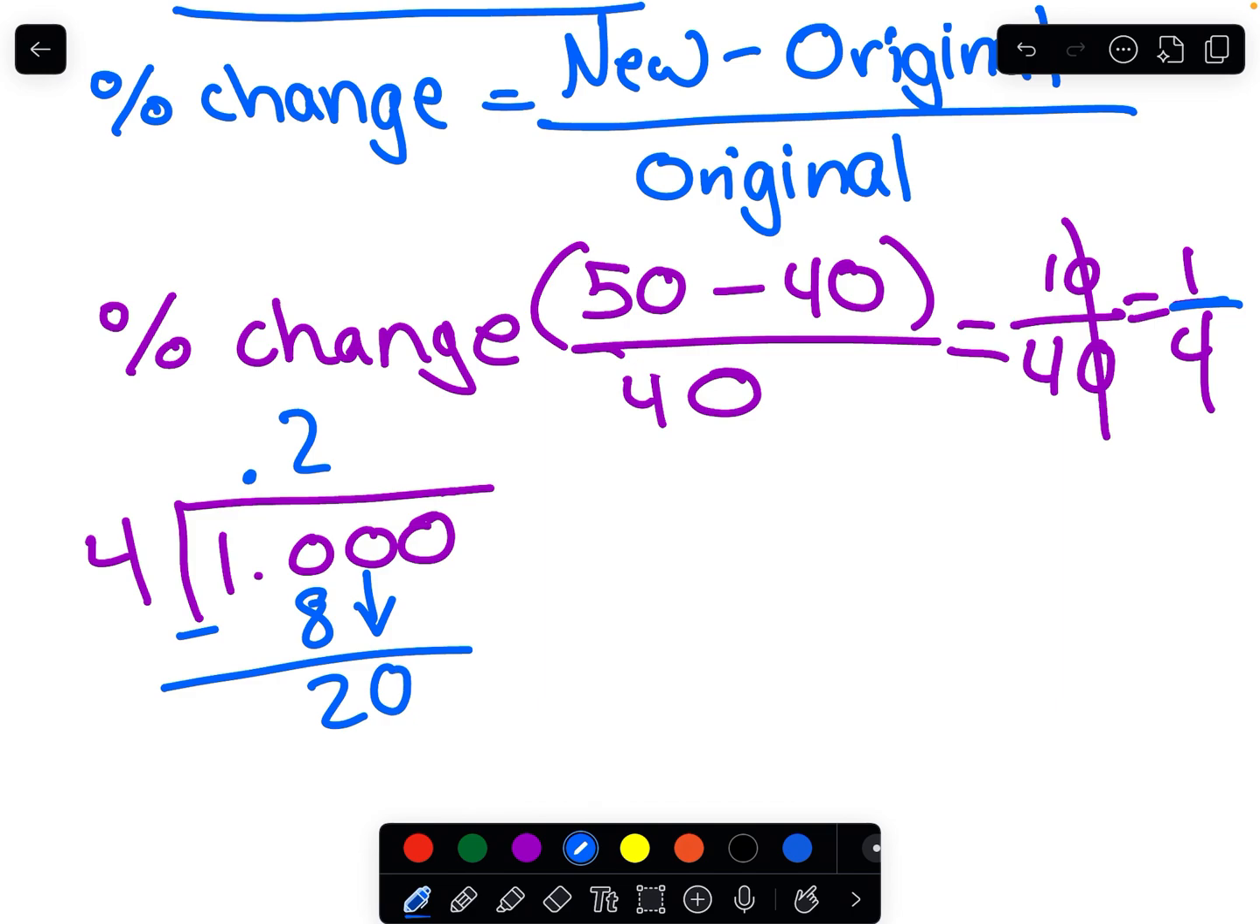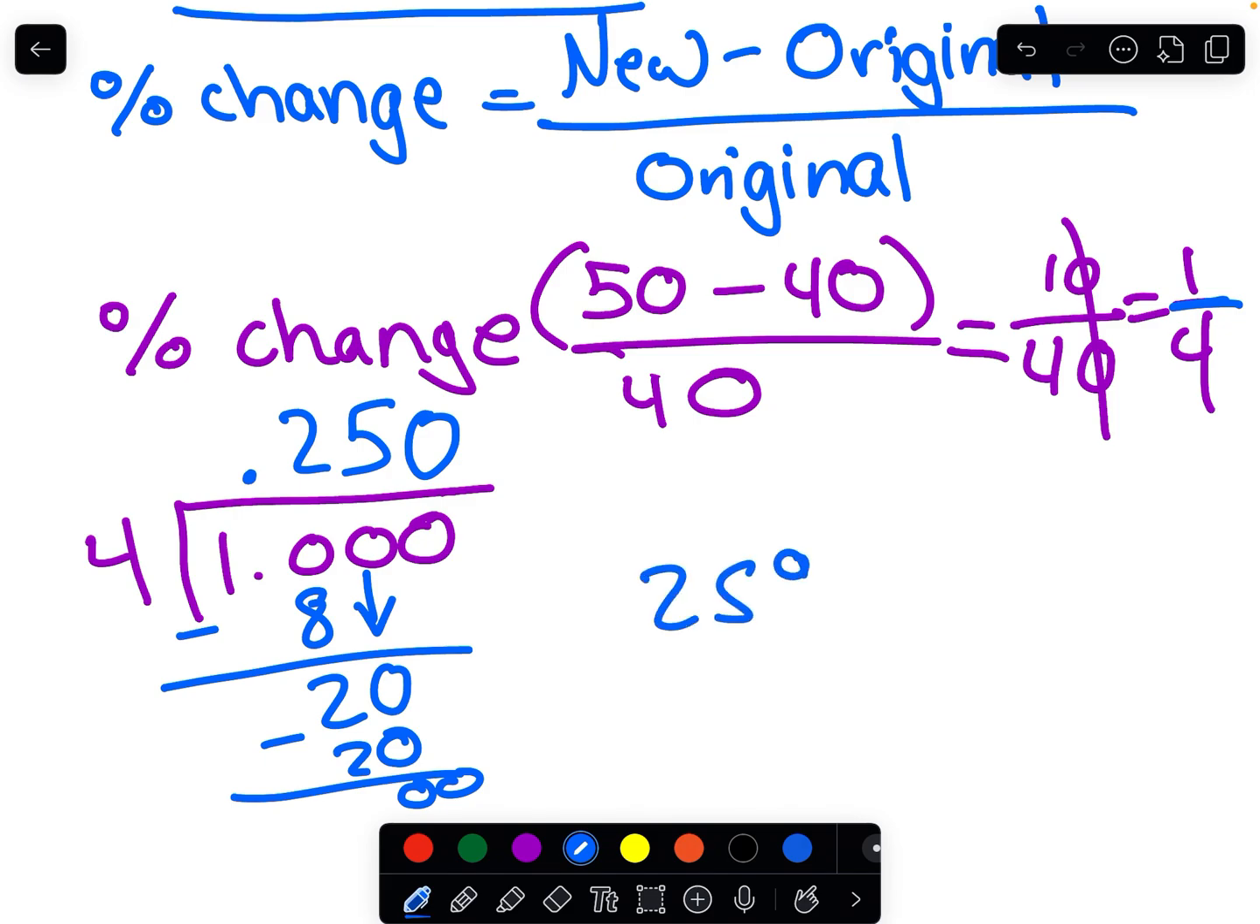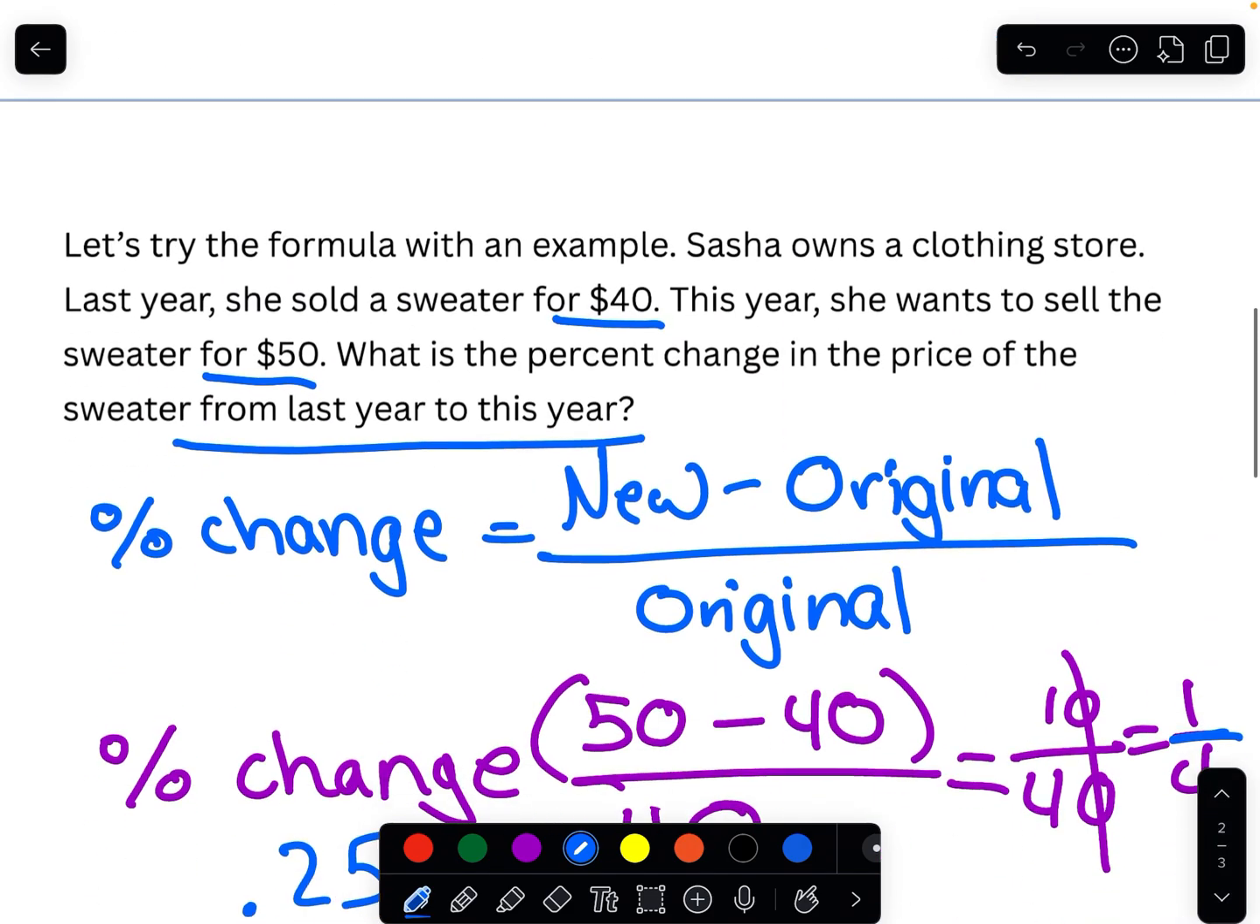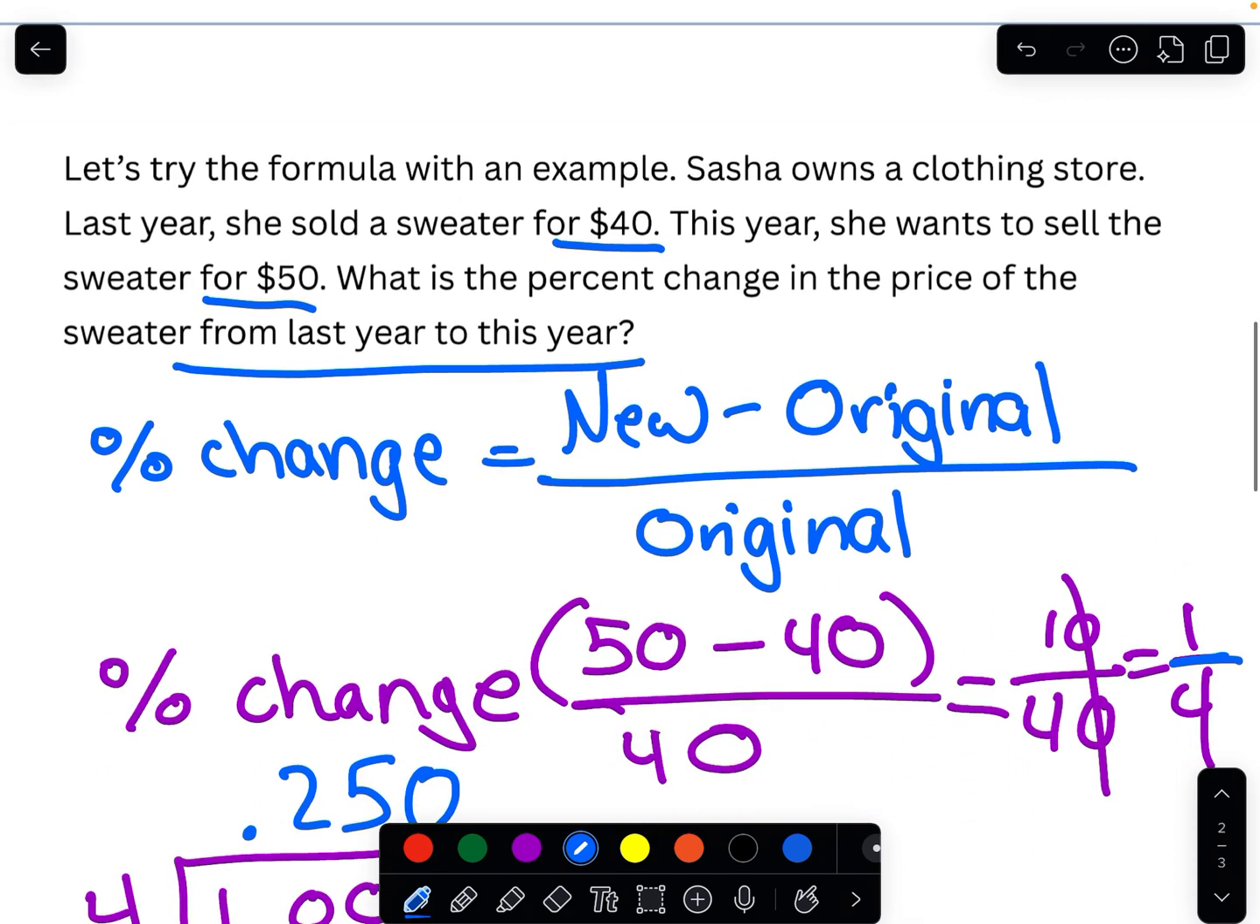Bring down the 0. 4 goes into 20 5 times. 4 times 5 is 20. We're going to end up with 0. So our answer is 0.250, which is 25%. So back to the original problem.